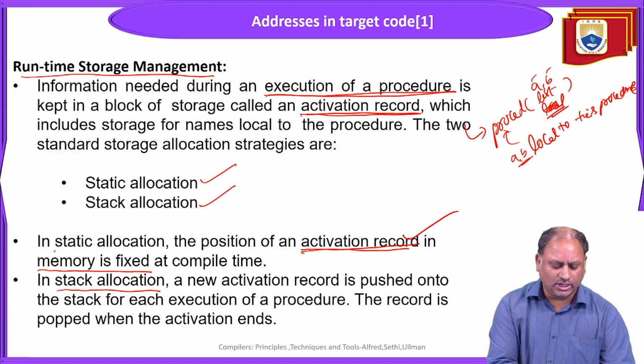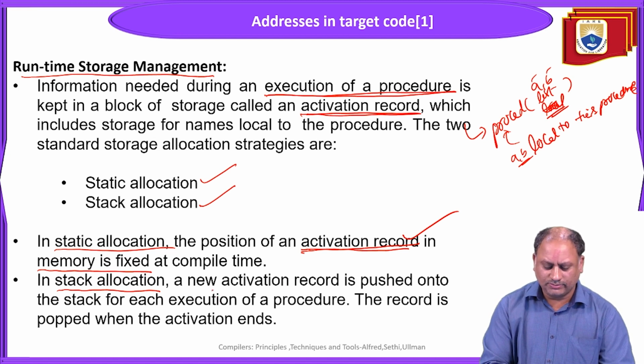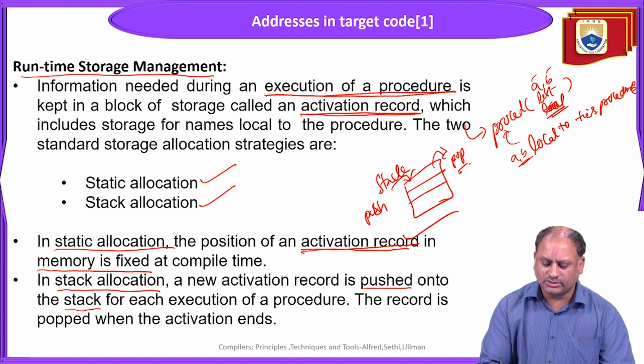Whereas in the case of stack allocation, the previous one being static allocation, a new activation record is pushed onto the stack for each execution of the procedure. In stack allocation, what happens? We know that a stack is a box-like structure where elements are pushed onto one side, and we remove elements from the other side. That is pop, which means removal. Whenever the activation record is created, that record is pushed. Pushing means inserting it into the stack.